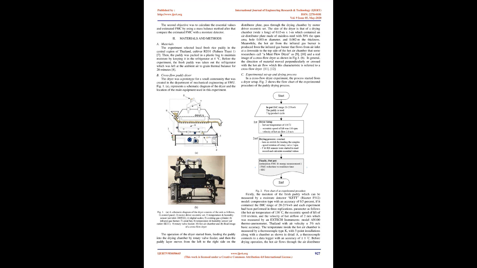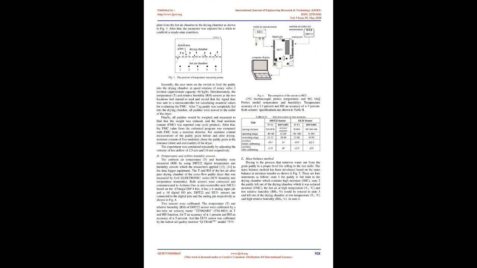The operation of the dryer started from feeding the paddy into the drying chamber by the rotary valve feeder, and then the paddy layer moves from the left to the right side on the distributor plate, passing through the drying chamber by the motor driver eccentric set. The size of the drying chamber, width by length, is 0.15 m x 1 m, which contained an air distributor plate made of stainless steel with 30% open area, hole diameter 0.003 m, and thickness 0.002 m.